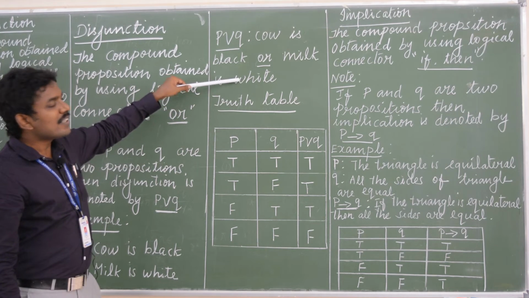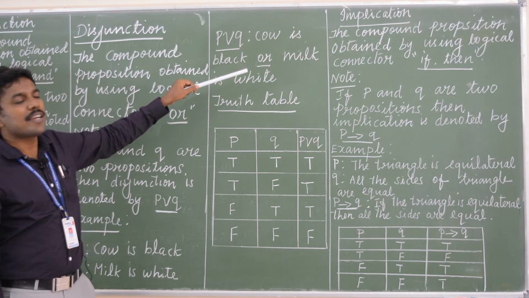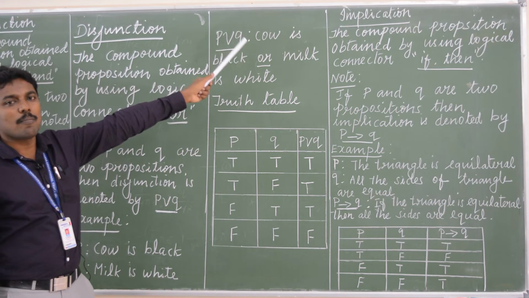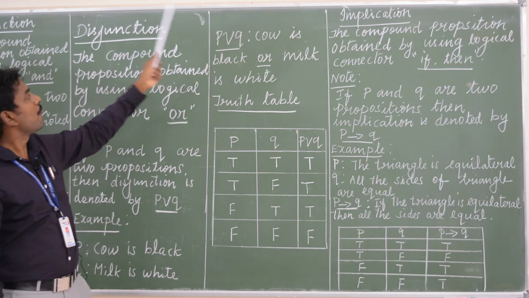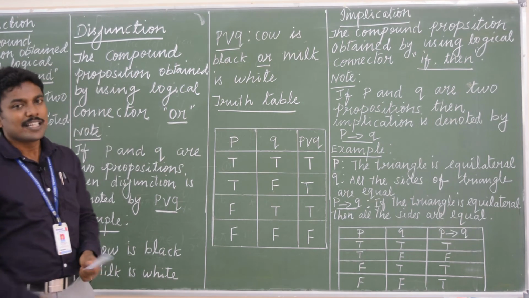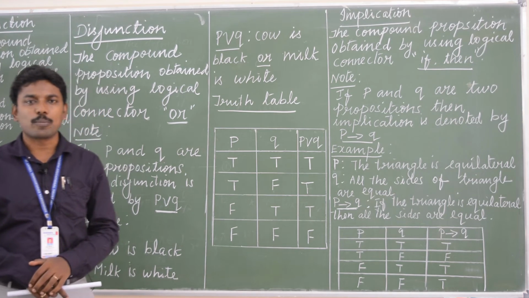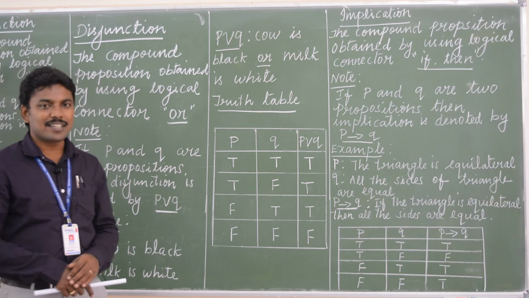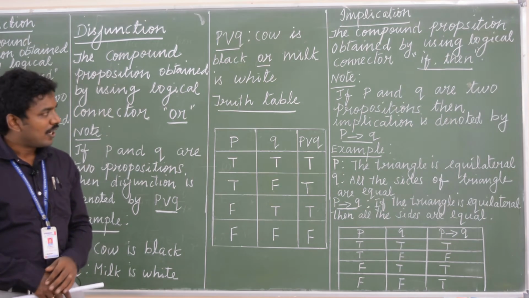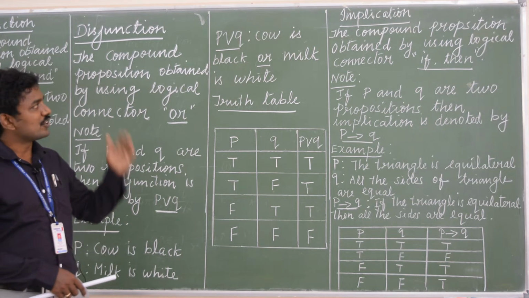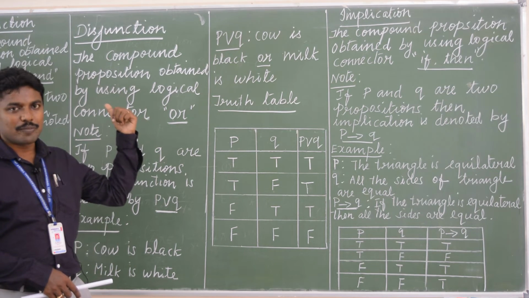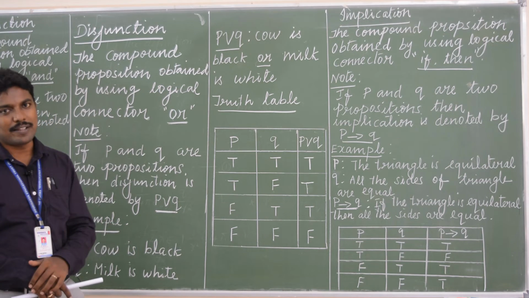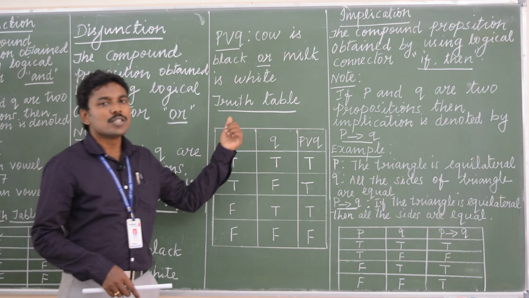Here two propositions have been combined to make one proposition by using OR, that is a compound proposition which is known as disjunction. So once again, disjunction is a compound proposition which is made by using the logical connector OR. Have you understood? I do hope you have understood disjunction. In conjunction we use AND to combine. In disjunction we use OR to combine. That's the difference. And now let's come to the truth table.